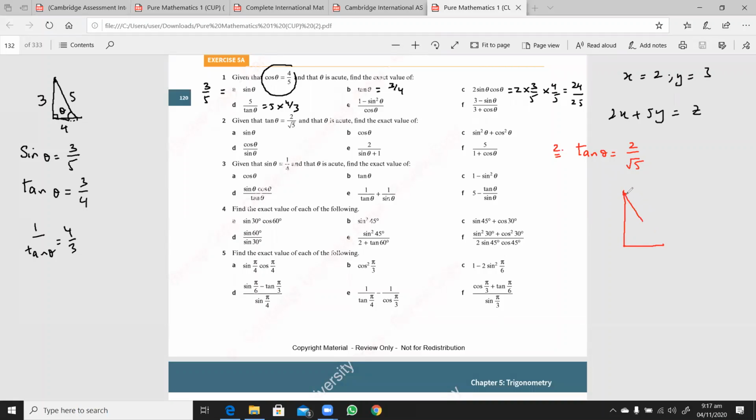Now if I keep this theta here and here is a right angle, you know that tan theta is opposite over the adjacent. So through the Pythagoras theorem, you know this 2 square is 4 and this under root 5 square is 5. You add them up, that is 9. So that means this side is definitely going to be 3. Yes, are you understanding what I'm saying here?